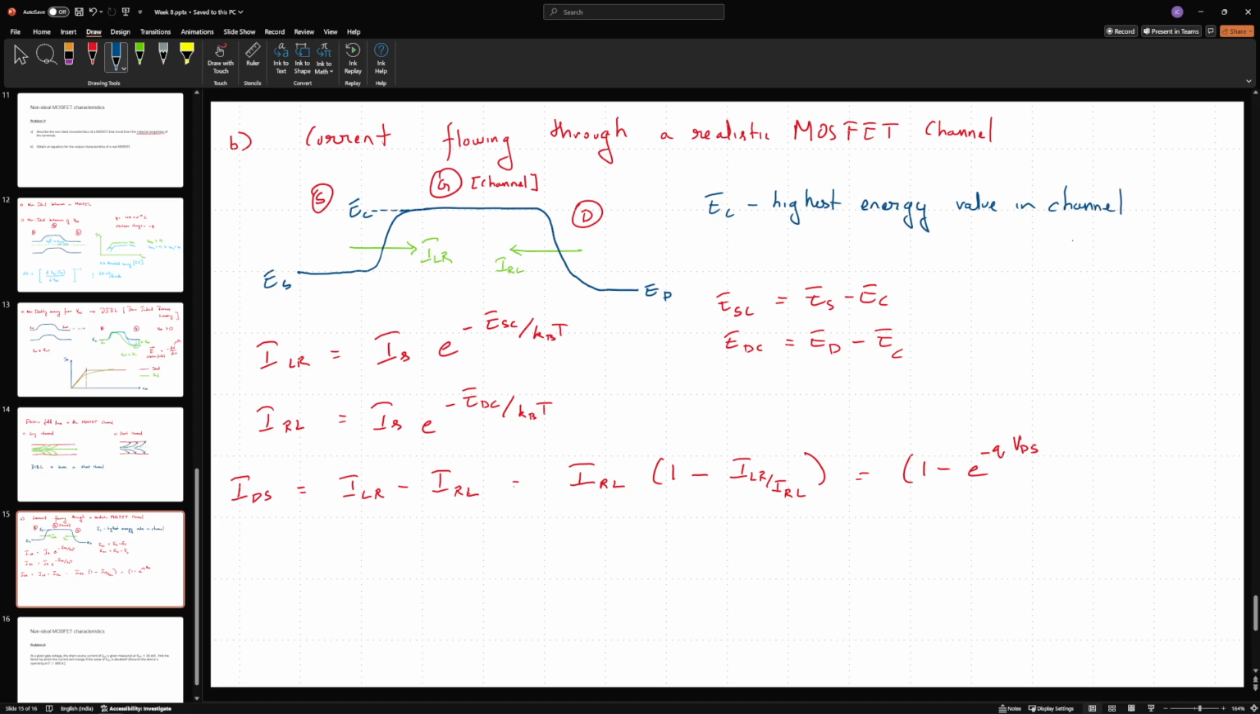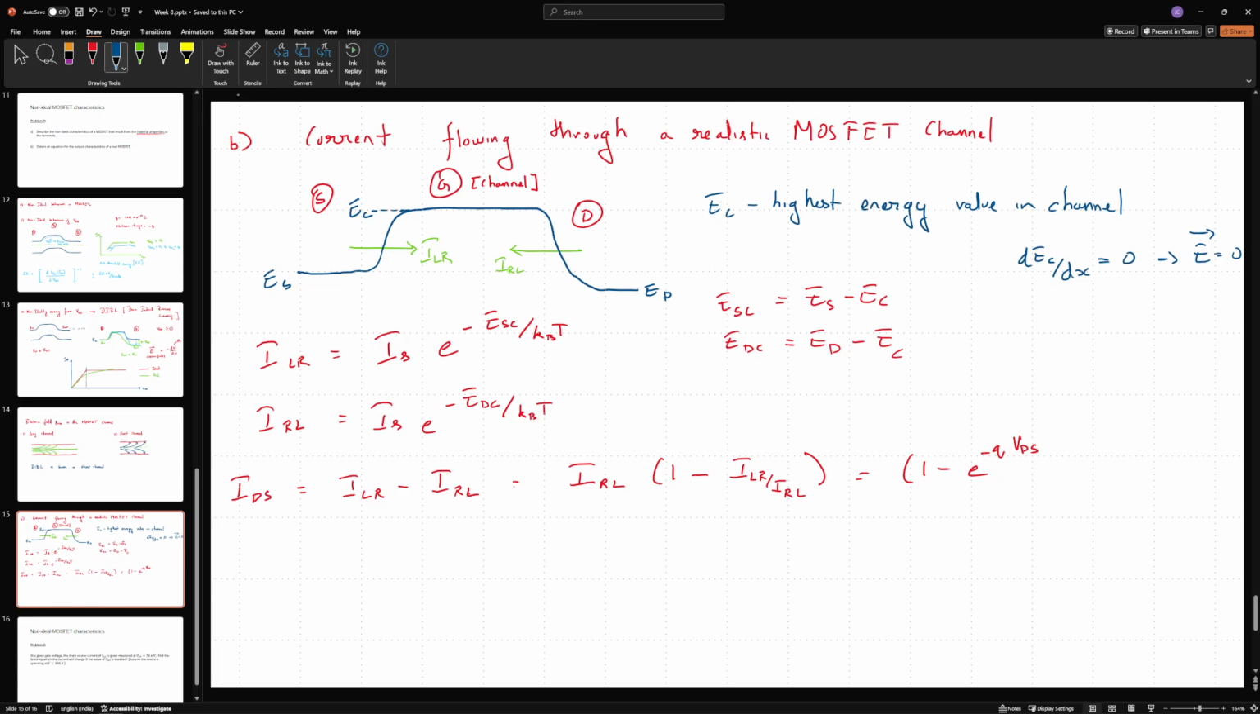Another thing I can say is, if that is the case, then dEC/dx is equal to 0 because that's a maxima point. This implies the electric field E vector is also 0. So I'm actually going to that point in my channel where the electric field is 0. That is what EC signifies.